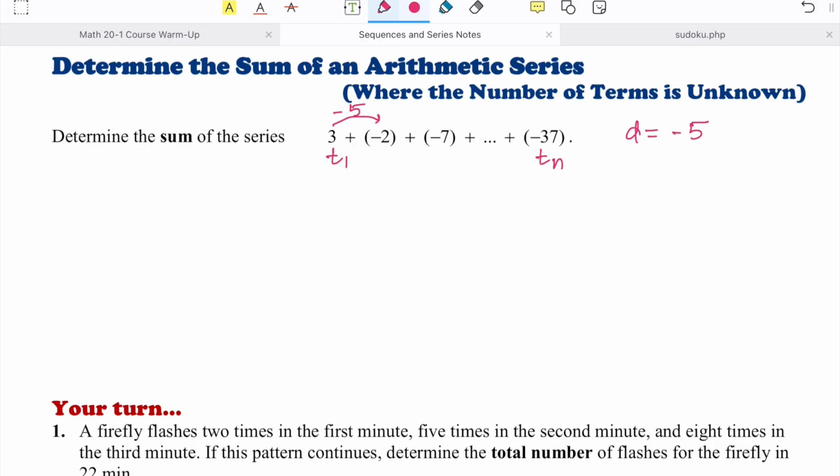All I need to do is use my formula now, right? So Sn is going to be n over 2 times T1 plus Tn. But I don't know my n. How can I find my n?